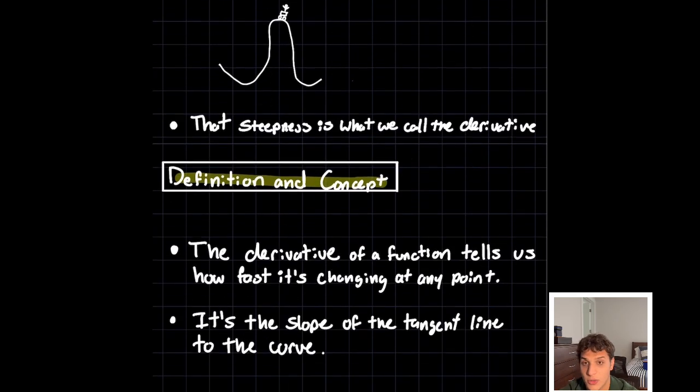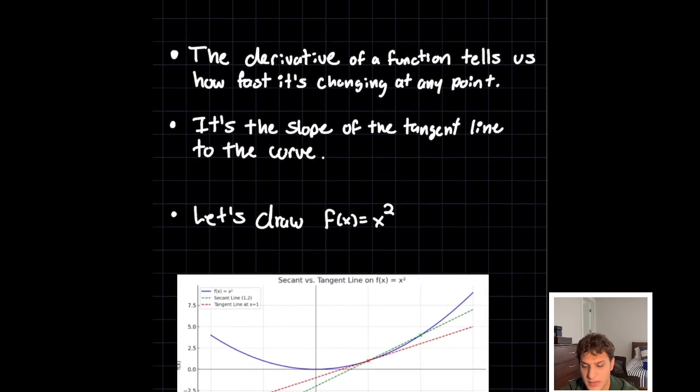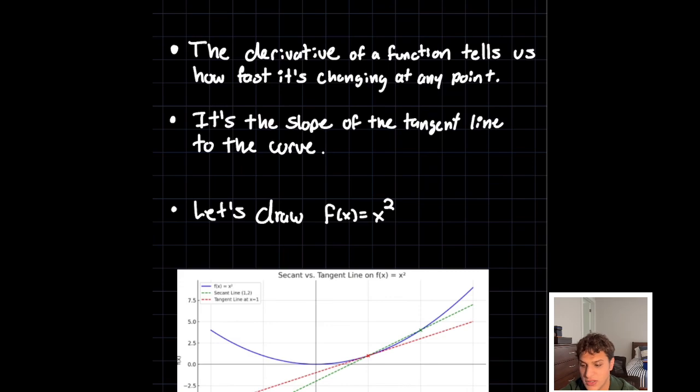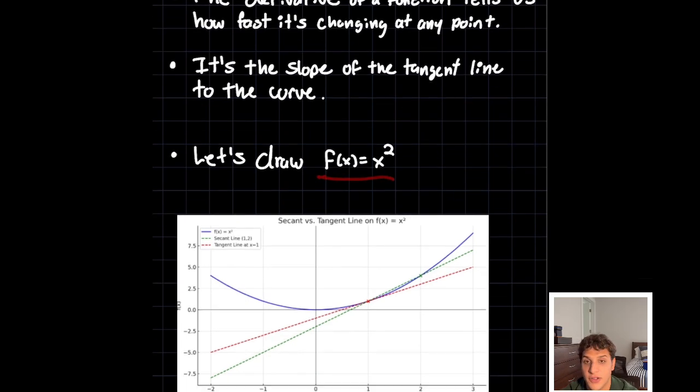So now let's get more towards a textbook definition of what a derivative is. So the derivative of a function tells us how fast it's changing at any point. Graphically, it's the slope of the tangent line to the curve. Over here, I've graphed the function x squared.